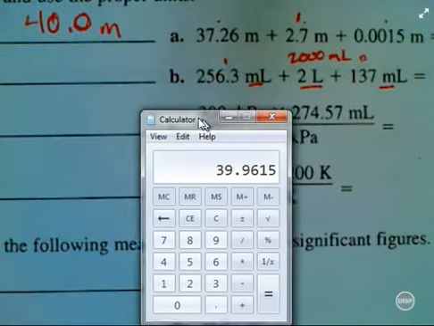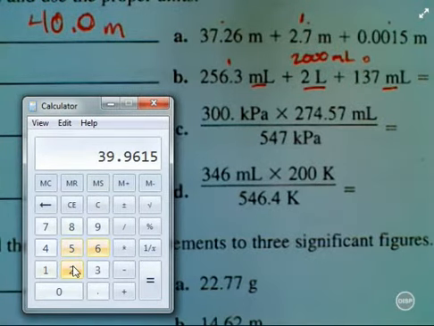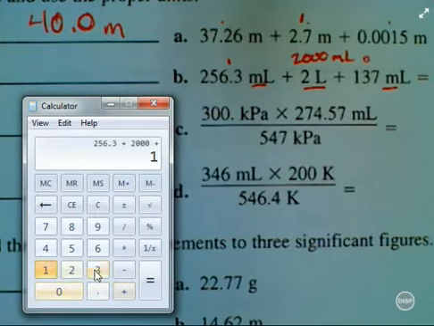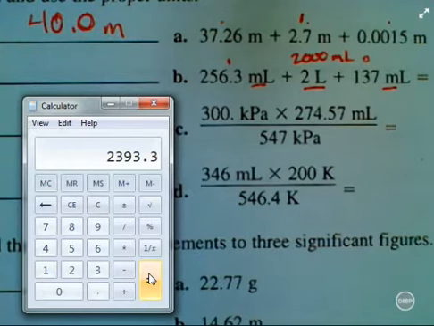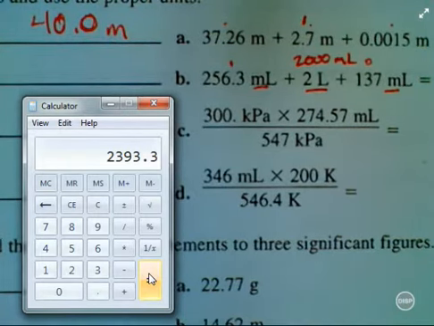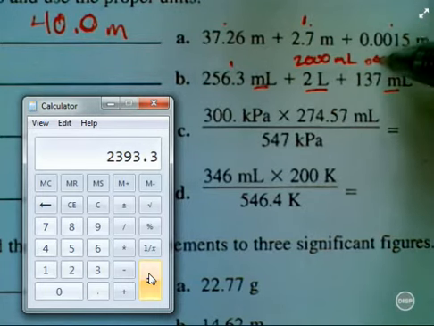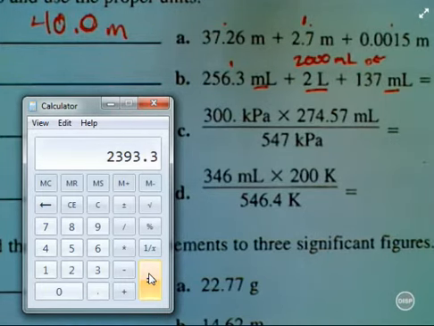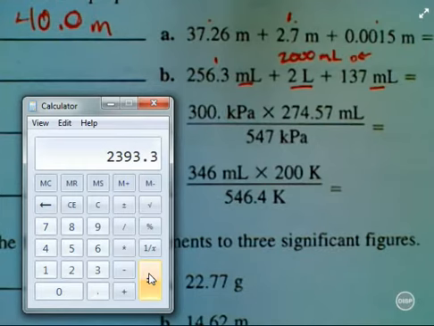Now that I have the same unit, I'm going to add them all together. So let's bring the calculator back. We'll go 256.3 plus 2,000 plus 137. All right. So the calculator is telling me 2,393.3. But here's the deal. Remember how we identified that I needed 0 digits past the decimal? Okay. Here is my problem.